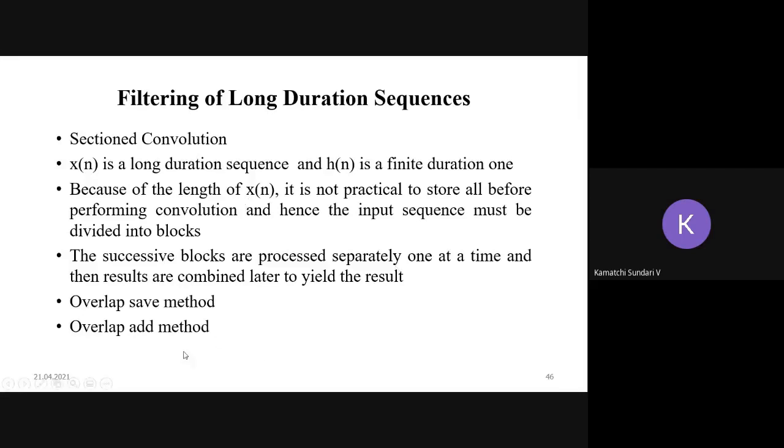And also, if possible, you can do the linear convolution, or if possible you can do the circular convolution, right? So whether you are doing the linear convolution, the overlap save method or the overlap add method, the answer is the same for a set of inputs x of n and h of n. You should remember that, right?